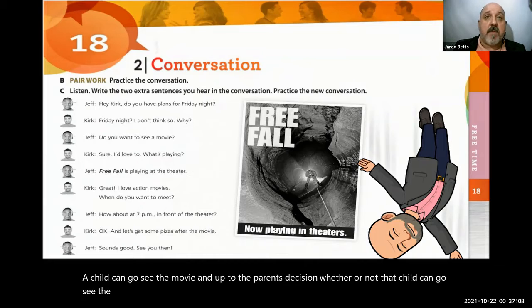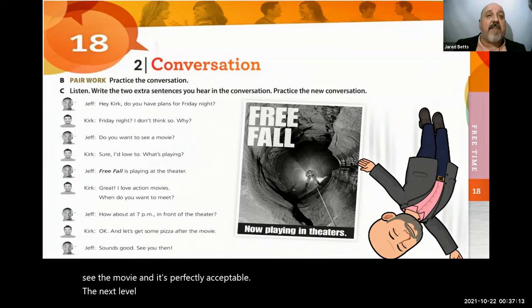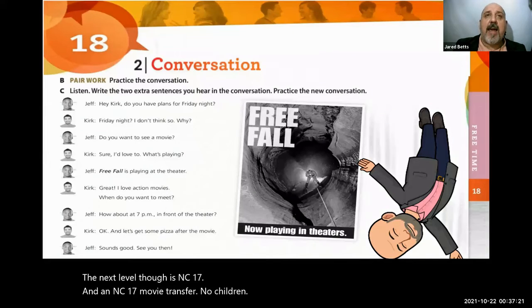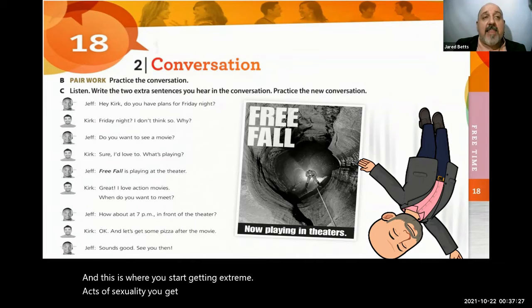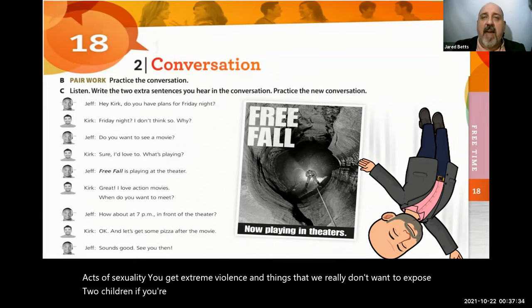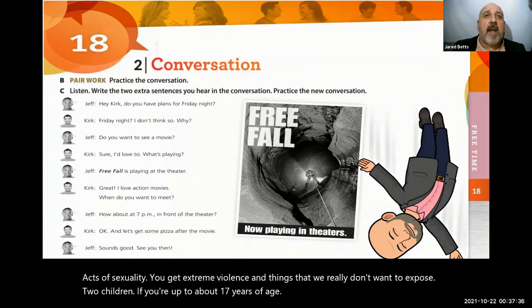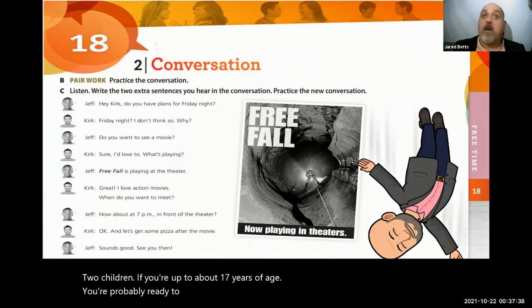And it's perfectly acceptable. The next level, though, is NC-17. An NC-17 movie stands for no children. This is where you start getting extreme acts of sexuality, extreme violence, and things that you really don't want to expose to children. If you're up to about 17 years of age, you're probably ready to be exposed to some of this material. Maybe not.